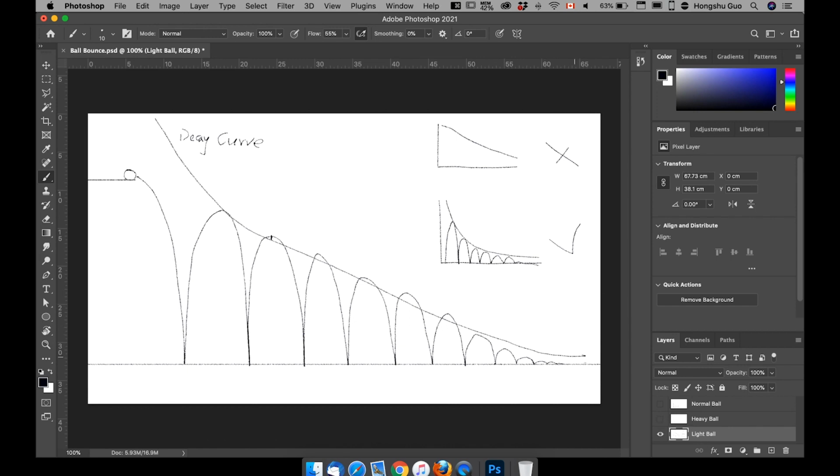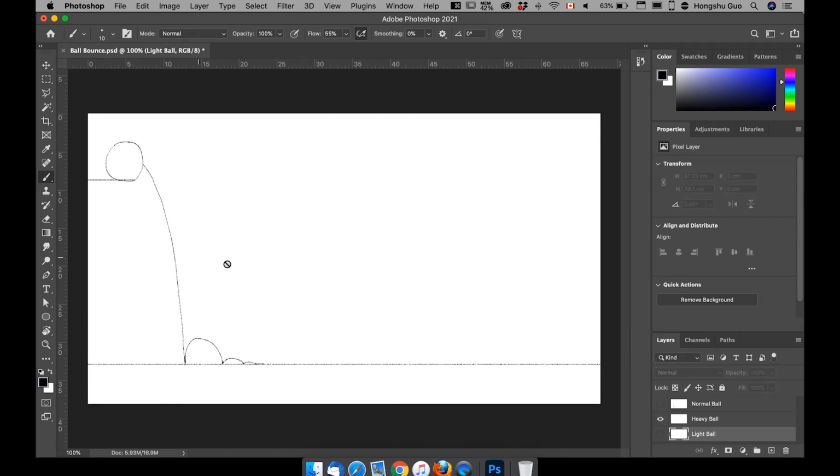Those are the three examples I want to show you today in this lesson. This is a bouncy light ball, and then we have a heavier bowling ball, and then just a normal regular ball. Alright, that's it for this lesson. In the next video, I'm going to show you how to do this in After Effects.